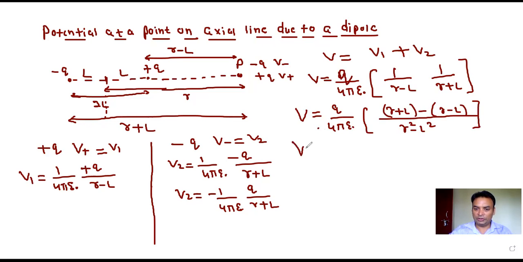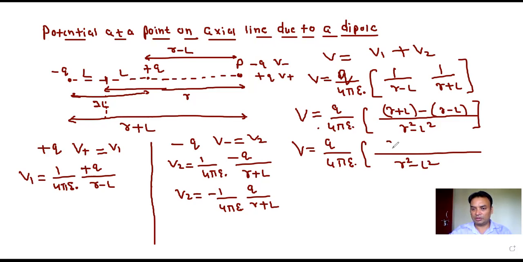Now we will open this bracket. So 4 pi epsilon naught, and this is R square minus L square, and this is R plus L minus R plus L. So R is cancelled. So what is left? V is equal to Q upon 4 pi epsilon naught, and this becomes L plus L, 2L, 2L over R square minus L square.